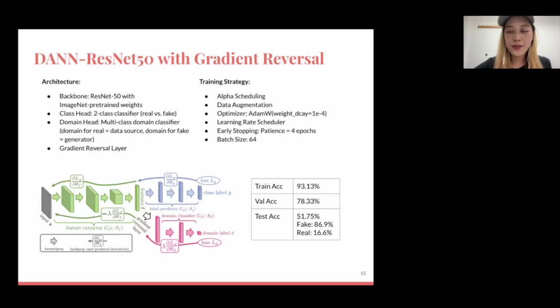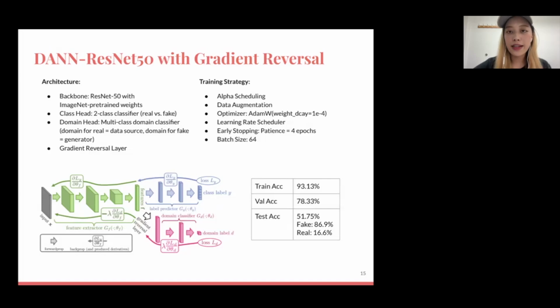Here we show the results from our DANN ResNet-50 model, which incorporates domain adversarial training to encourage domain invariant feature learning. The architecture uses a ResNet-50 backbone with ImageNet pre-trained weights. On top of the shared features, we have two heads, a binary classifier for real versus fake prediction, and a multi-class domain classifier that tries to identify the source domain of each image, whether it's a real dataset like FFHQ or a fake generator like StyleGAN2.